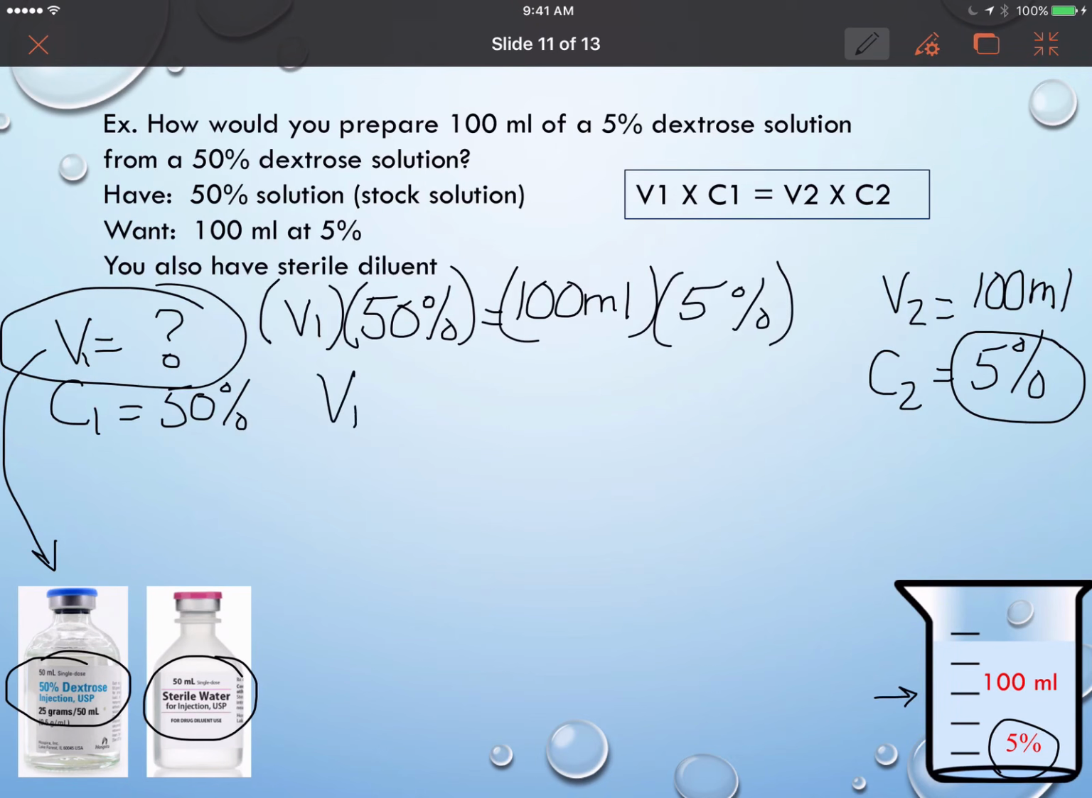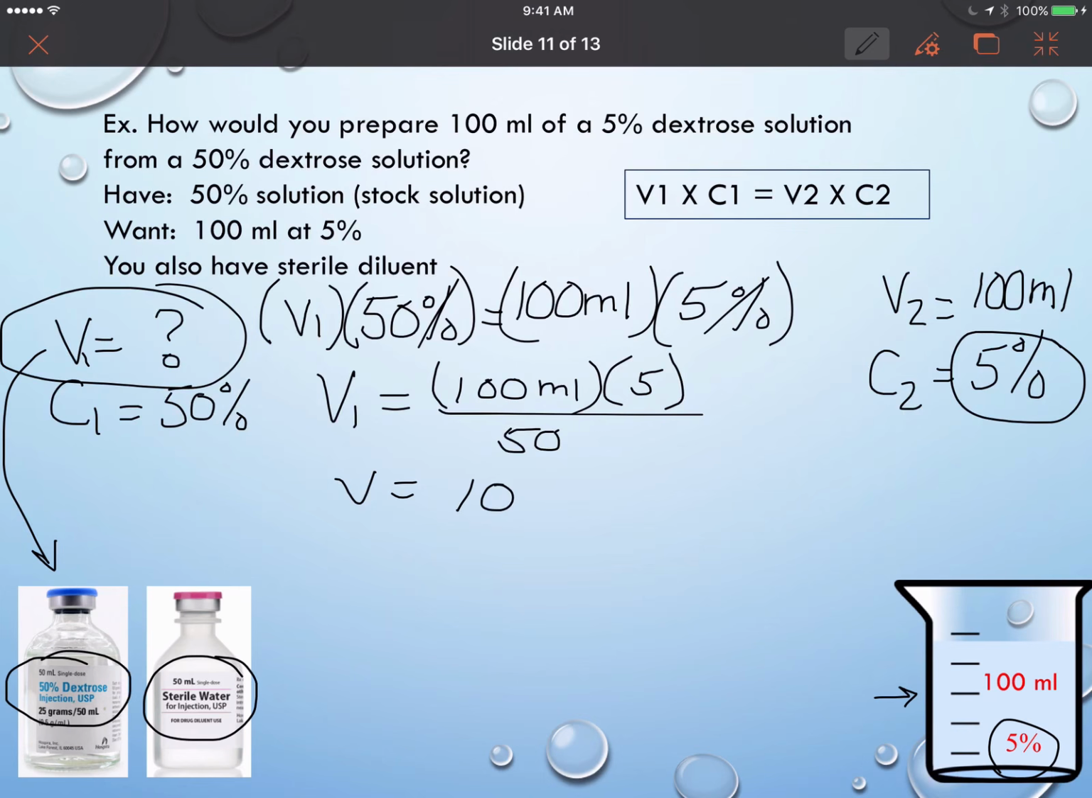So now we're going to solve for V1. 100 mils times 5 divided by 50. I already canceled out the percentages there. V1 equals 100 times 5, which is 500, divided by 50, which equals 10, and our units are in mils. So now I know that I'm going to have to take out 10 mils of my 50% solution in order to make my final solution here.